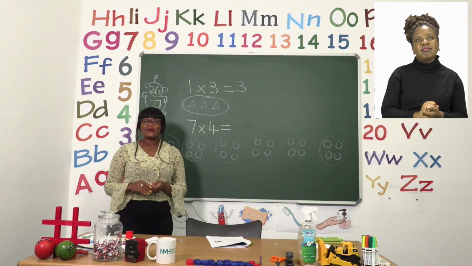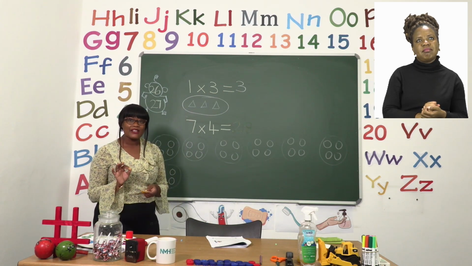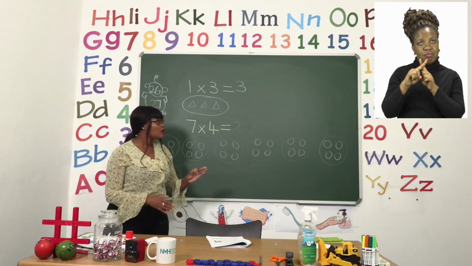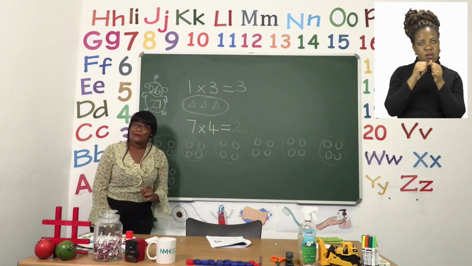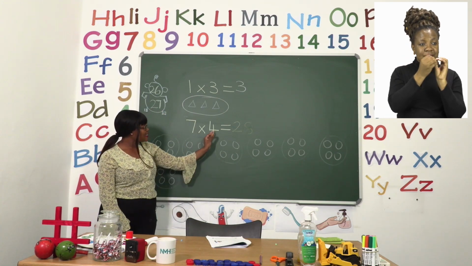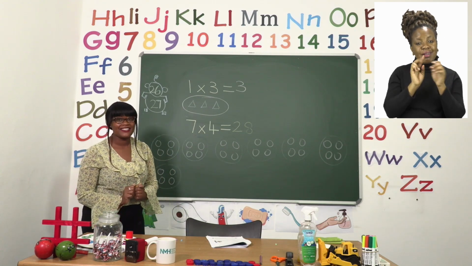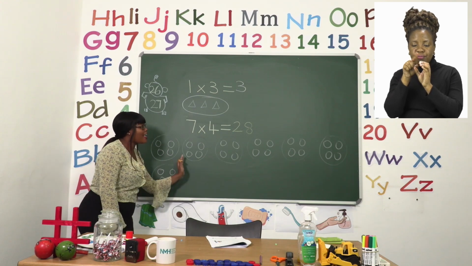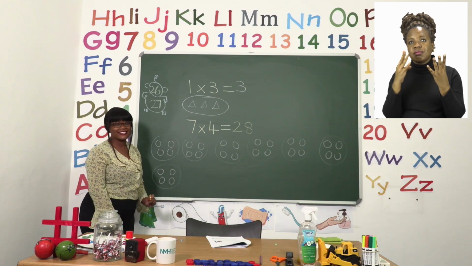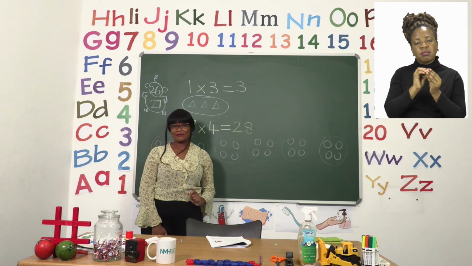So remember, boys and girls, when you're doing your multiplication, make sure that you draw the set first. The first number is telling you how many sets you should draw. And then the second number is telling you how many you should put inside of each set. After that, you count everything in each of the sets and then you will get your answer.